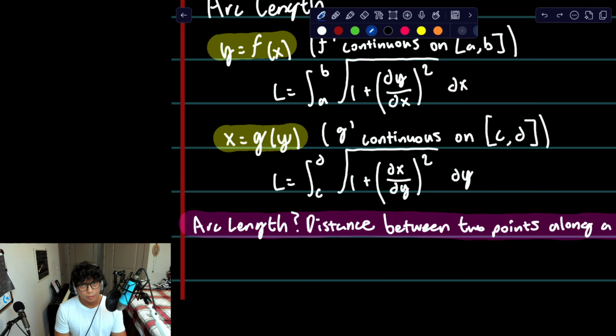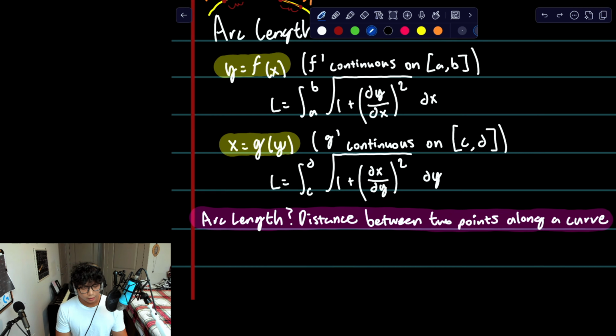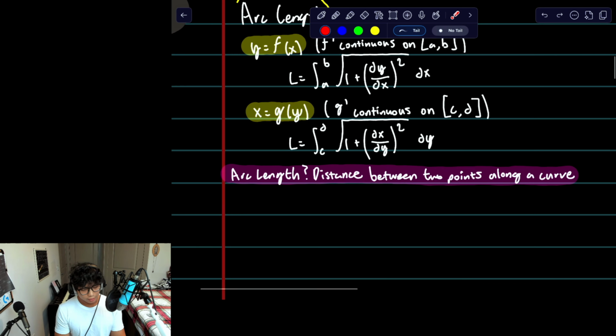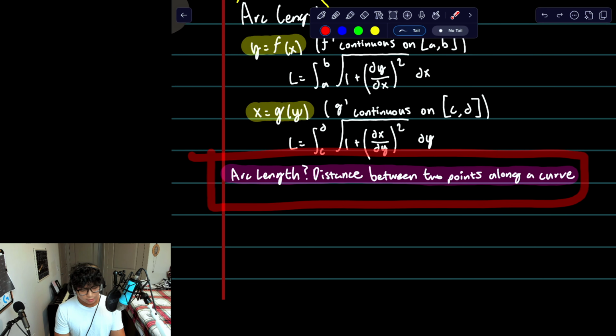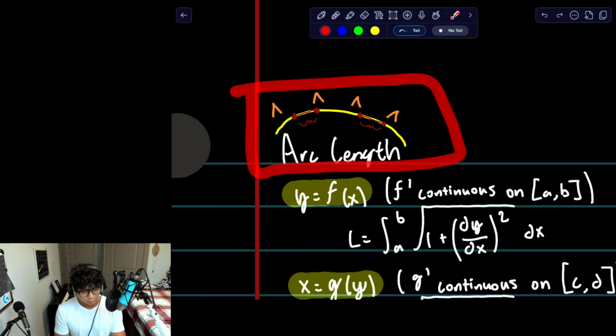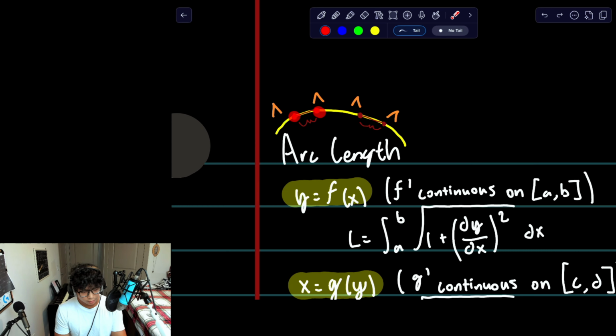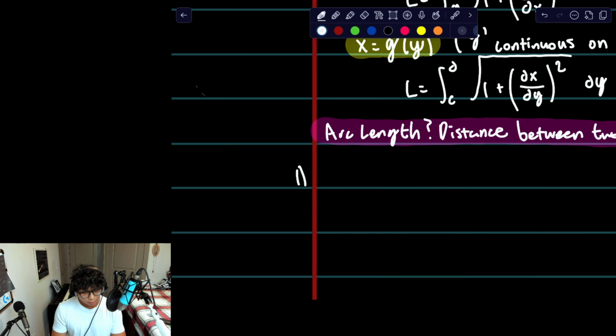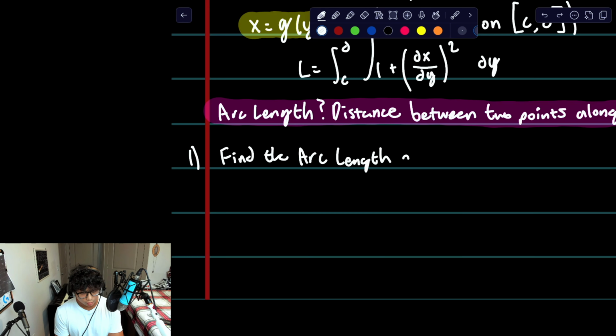And just like the disc and washer method, it's dependent on what bounds you're given. So you can also have an x equals g of y instead of a y equals f of x, depending on what variables you're given. I will demonstrate both here. And if you're curious as to what arc length is, it's basically just getting 2 points on a curve. And over here I just drew a sun. So 2 points of a curve, like over here and here and here and here, and just finding the distance between the 2 points.